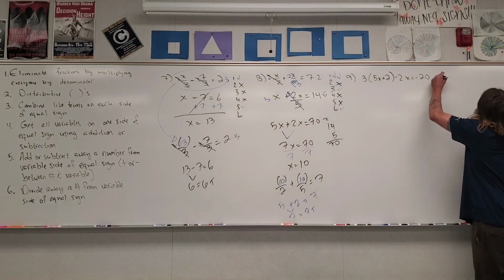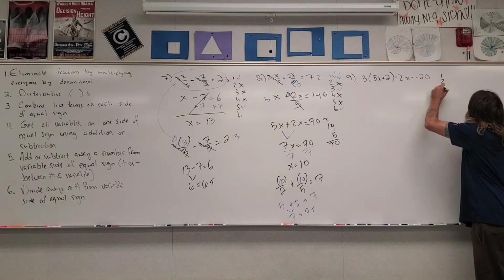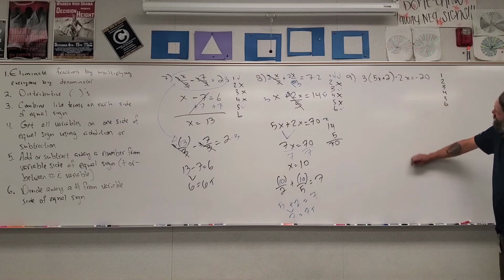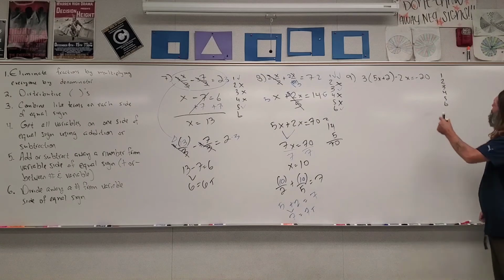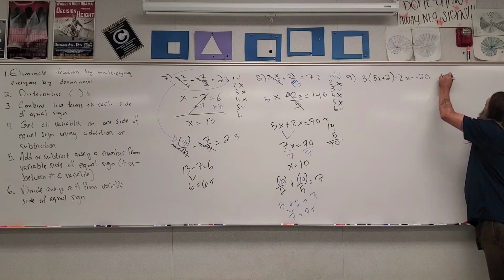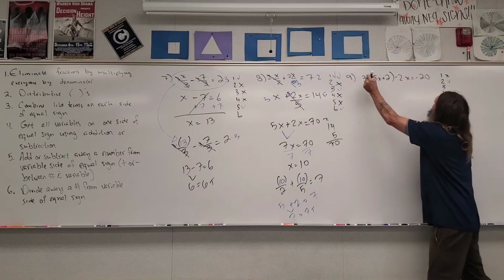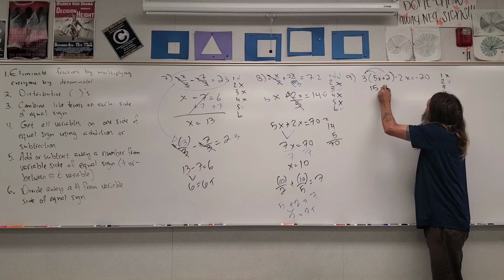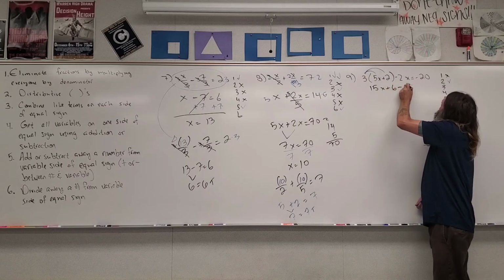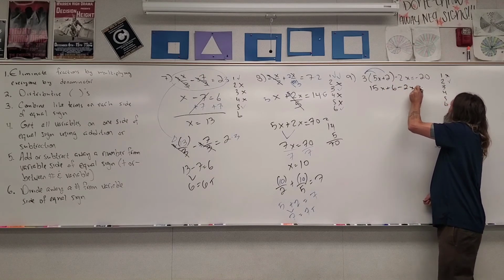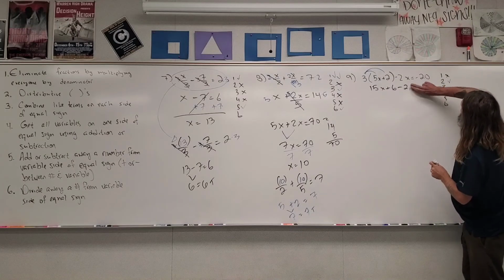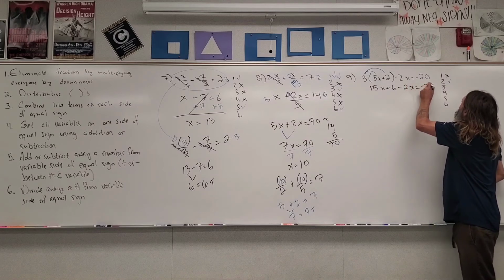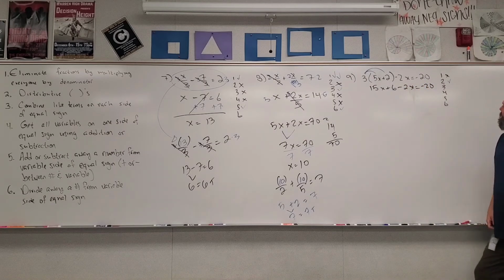All right. Last problem. And I'm going to try and keep this a little tighter because this is actually a longer problem. All right. Do I have fractions to eliminate? Nope. Can I distribute? Yep. So here I get 15x plus 6 minus 2x equals negative 20. Can I combine like terms on each side of the equal sign?